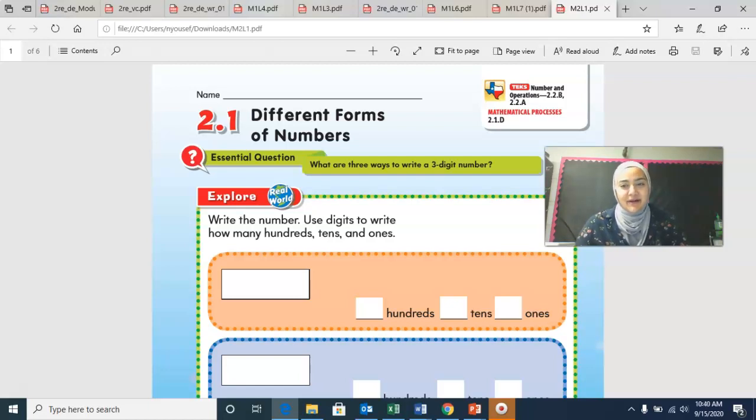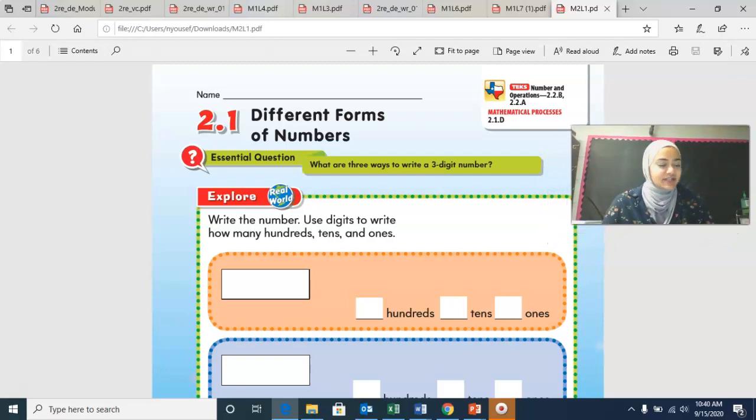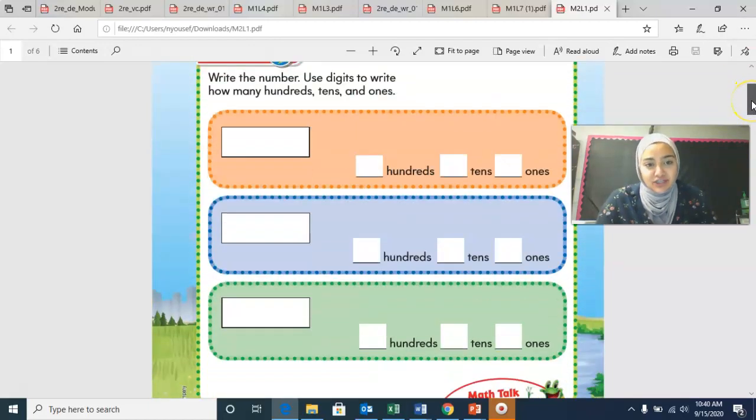All right, so I hope that test wasn't too hard. It was 12 questions, and it was covering how to show numbers in different ways. So what we're learning in this module, Module 2, now we're on Section 2. Module means section. Section 2, we're learning about different forms of numbers. So what are three ways to write a three-digit number? We're learning 3 different ways to write a three-digit number.